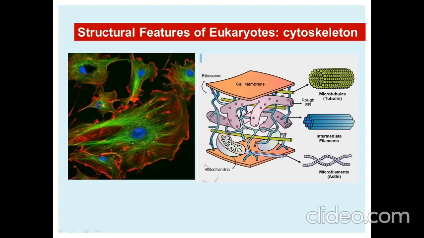However, there are three types of dynamic filaments made up of proteins. Different types of proteins make up the entire cytoskeleton. The first is microtubules, the second one is the intermediate filaments, and the last one is the actin filaments or microfilaments.